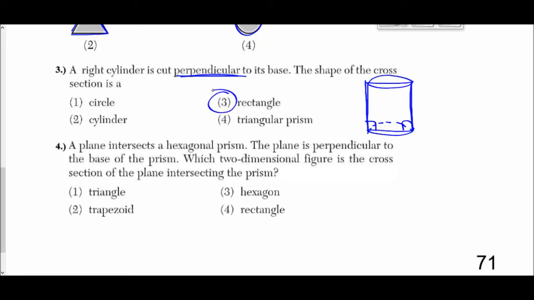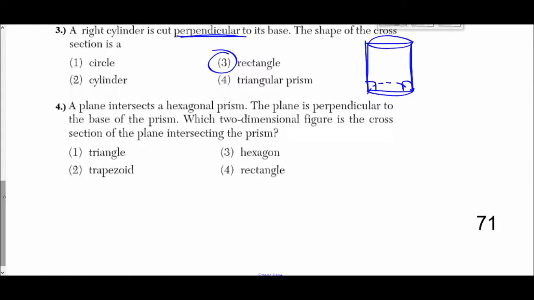Number 4, we have a plane that intersects a hexagonal prism. The plane is perpendicular to the base, so a little bit like the one we just read. Which two-dimensional figure is a cross section if we slice it perpendicular to the base? Well, it's a hexagonal prism. I'm not going to try and draw that. That's kind of a mess. But wouldn't it work just the same as a cylinder? If we sliced it from top to bottom perpendicular, you'd again end up with a rectangle.